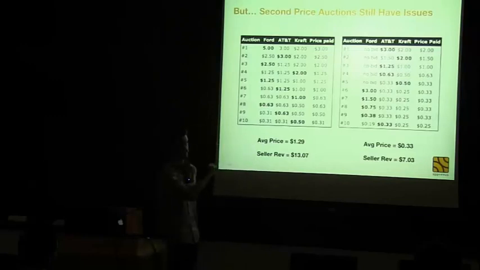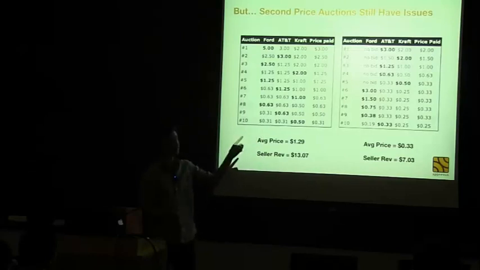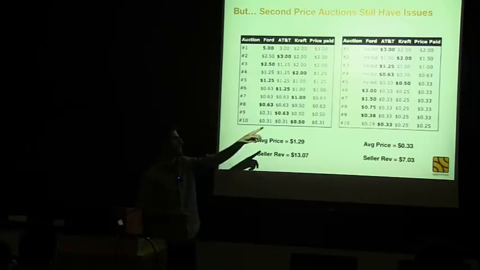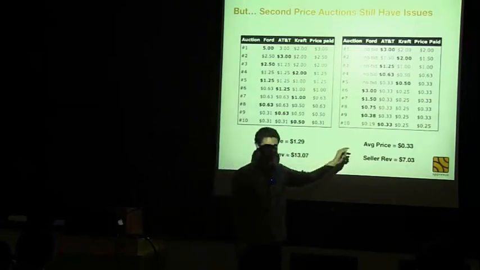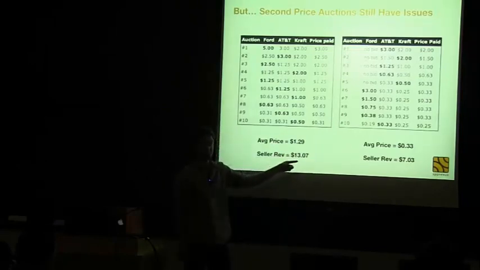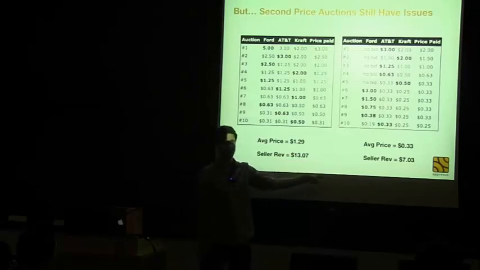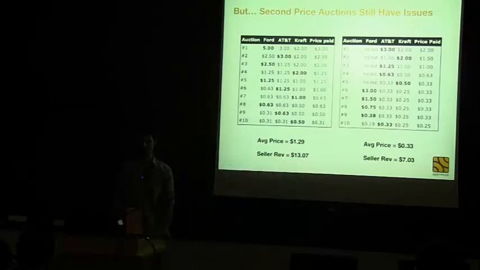This time, Ford bids $3, but because AT&T and Kraft, the other 2 advertisers, have already shown users their ads so many times, they're now bidding at 33 cents. So Ford wins the auction because they bid $3, by the way less than they would have paid before, but they're only paying 33 cents now, whereas they paid $3 before. They're only paying a tenth of that now. It's kind of crazy. So now, all of a sudden, the average bid price goes down to 33 cents, and the seller only makes $7, almost half of what they made before.